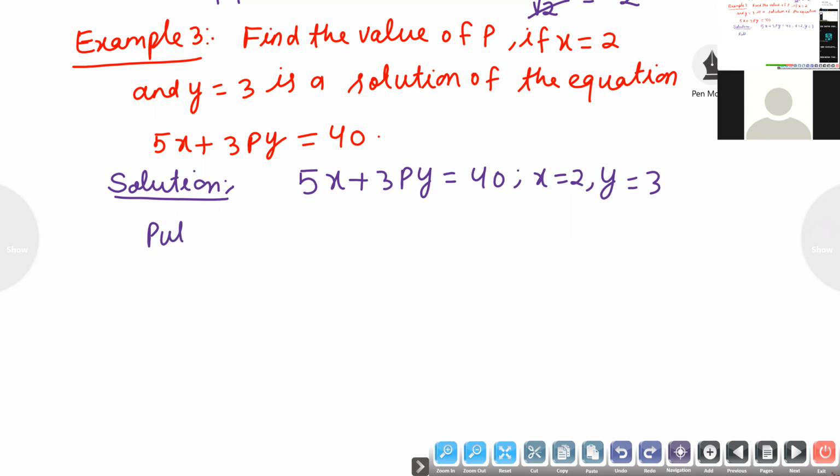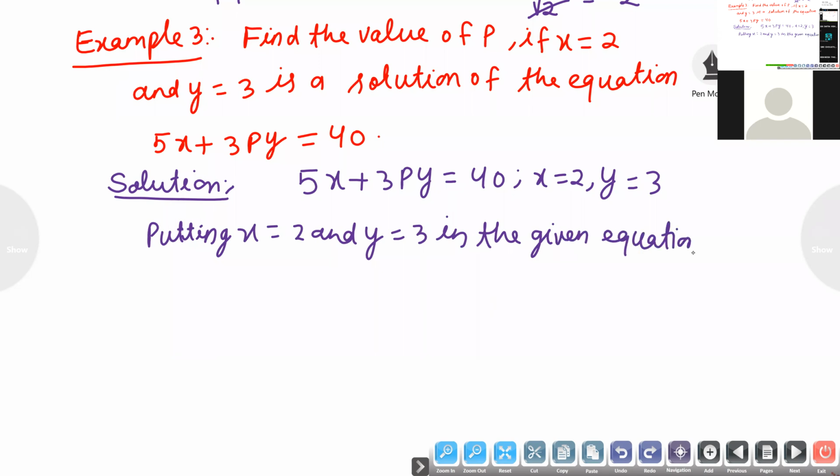Putting x is equal to 2 and y is equal to 3 in the given equation. Now in the place of x, I will substitute 2. 5 into 2 plus 3p into 3 is equal to 40. 5 tens are 10 plus 9p is equal to 40.